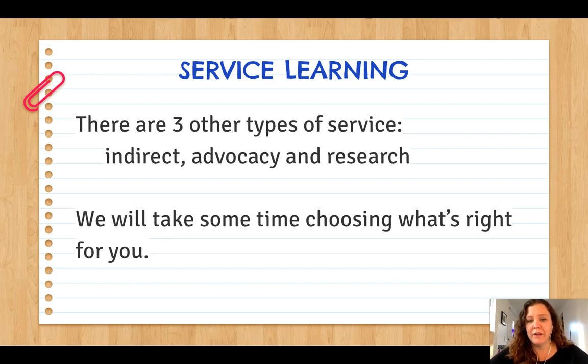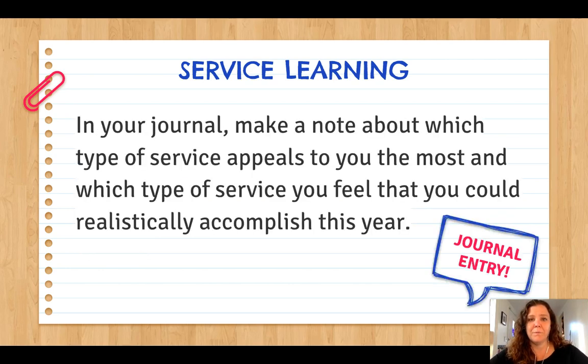So we're going to take some time choosing what's right for you. Tomorrow, we're going to learn about the steps of service learning, and you're going to start to get a better idea of which one appeals to you. So in your journal, you're going to make a note about which type of service appeals to you the most and which type of service you feel that you could realistically accomplish this year. Don't forget, whenever there's a journal entry icon, we're going to head over to the journal.